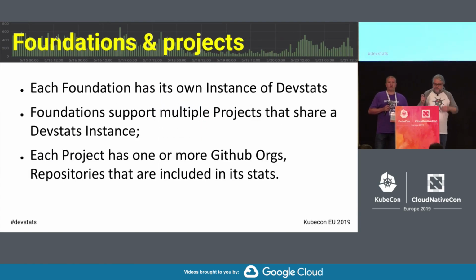And so across the 2 years old DevStats project, it initially was created to track CNCF projects, but after some time, some other foundations also joined, for example, Continuous Delivery and so on. Every single foundation can have its own DevStats instance, and it can have multiple projects, tracking across multiple GitHub orgs or things like that.